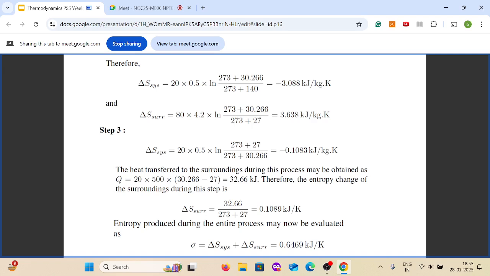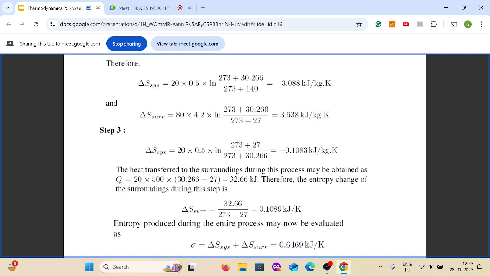Then now from this temperature of 30.2, you are allowing it to cool to the ambient temperature of 27 in the air. So we know MC ln T2 by T1 again for the system comes out to minus 0.1083 kilojoule per kg Kelvin. So the heat transfer to the surrounding in this process, you can estimate Q is MC delta T, which comes out to be 32.66, and similarly surrounding is at temperature 27. So entropy generated in the surrounding is Q by T, which is 0.1089 kilojoule per Kelvin.